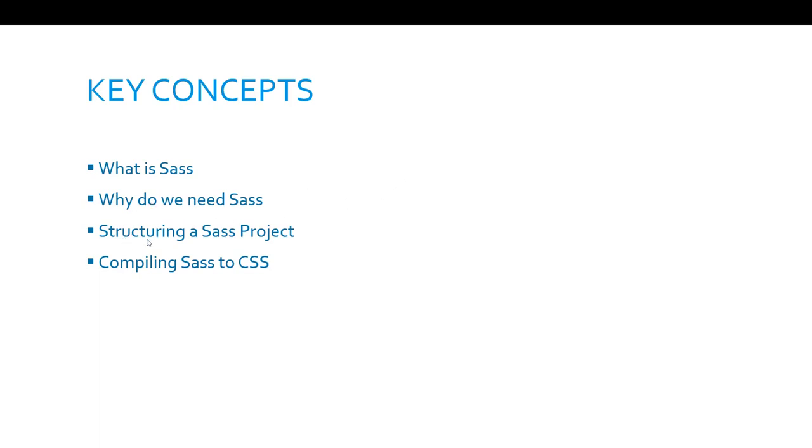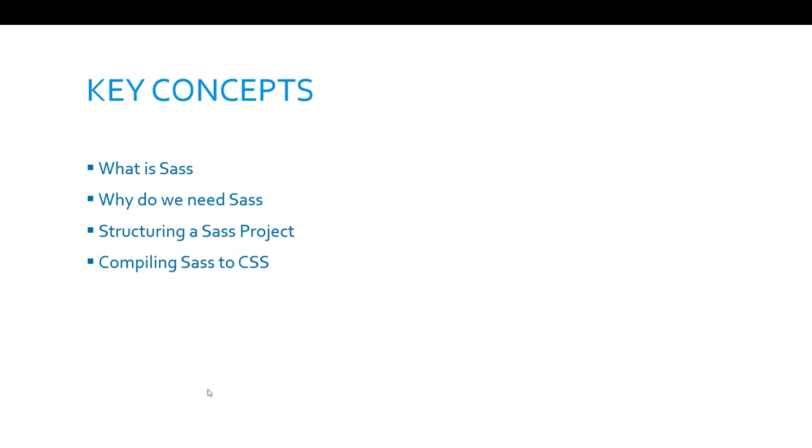Then we'll look at how to structure a Sass project, because your Sass project supports a large-scale front-end project. If you are building a large-scale front-end application, then it's always good to use Sass, because you are building a large complex application. It is proper to structure your Sass code properly. In this outline, I will show how you can structure your complex Sass application. Then finally, we'll talk about how to compile your Sass to CSS.